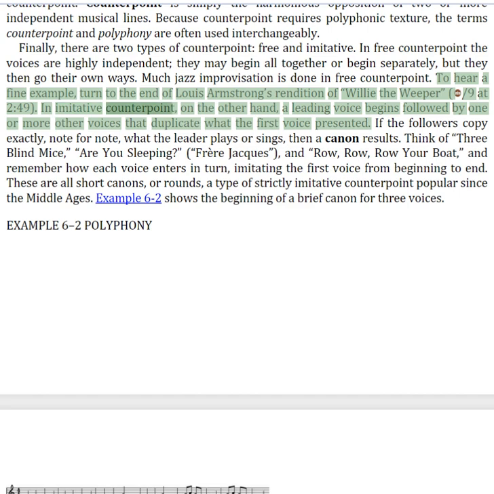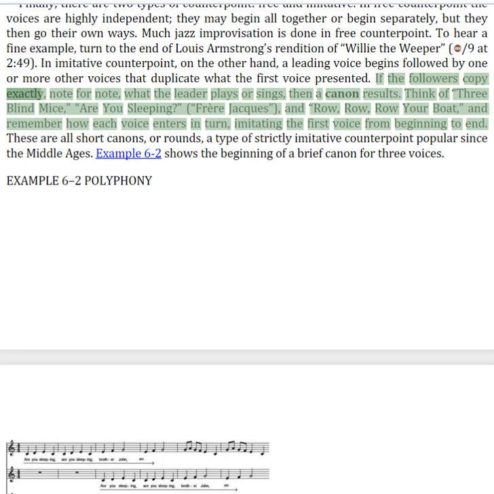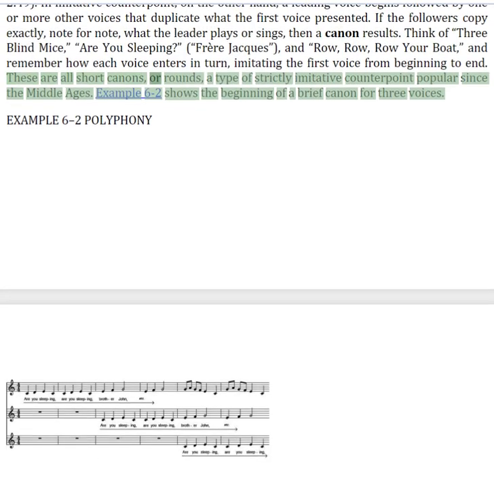In imitative counterpoint, on the other hand, a leading voice begins followed by one or more other voices that duplicate what the first voice presented. If the followers copy exactly, note for note, what the leader plays or sings, then a canon results. Think of Three Blind Mice, Are You Sleeping, and Row, Row, Row Your Boat, and remember how each voice enters in turn, imitating the first voice from beginning to end. These are all short canons, or rounds, a type of strictly imitative counterpoint popular since the Middle Ages.